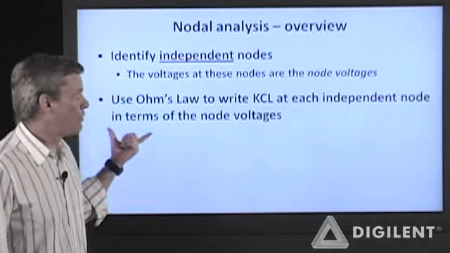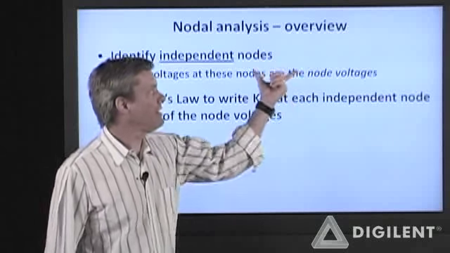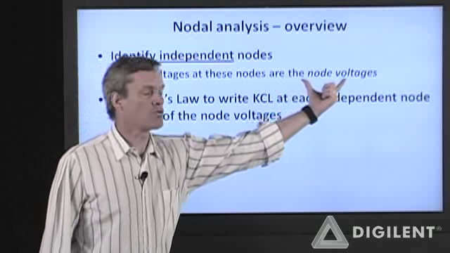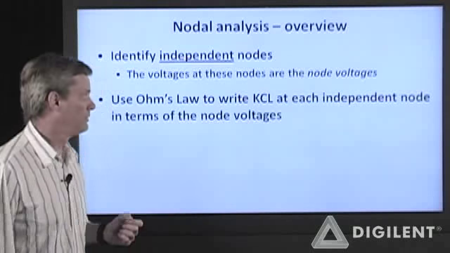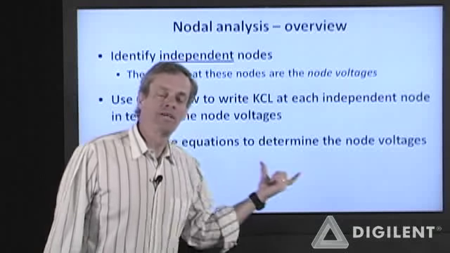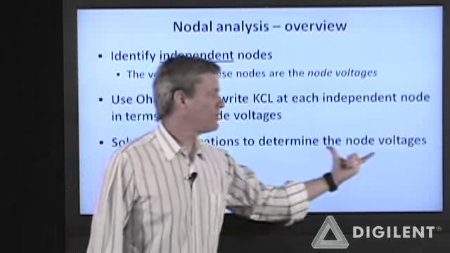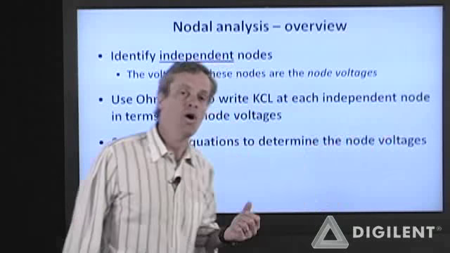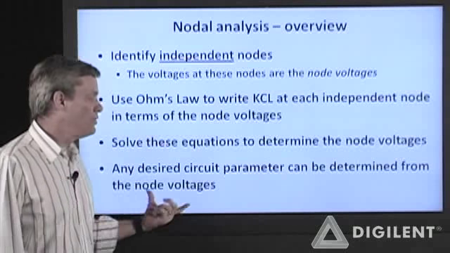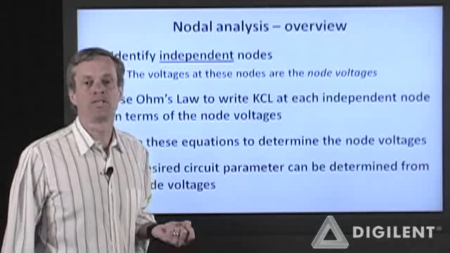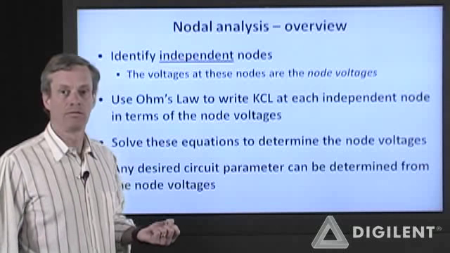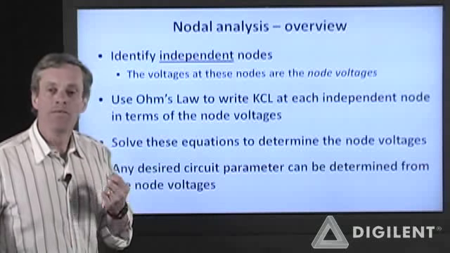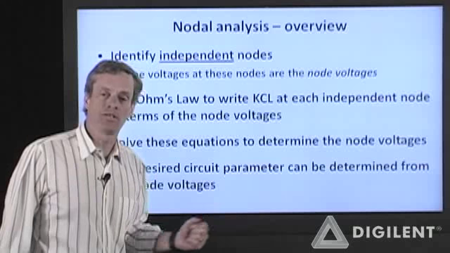What we're going to do is write KCL at each of these independent nodes and use Ohm's law to write KCL in terms of these node voltages. This will give us a number of equations that we can solve to determine the node voltages. So we'll have the voltages at all of our independent nodes. Once we've got those voltages, we can use those to determine anything else we want to know about the circuit. Okay, so we're writing a system of equations only for independent node voltages. Then once we solve those, we can find everything else we need to know.